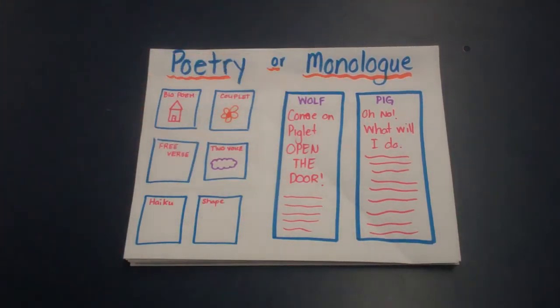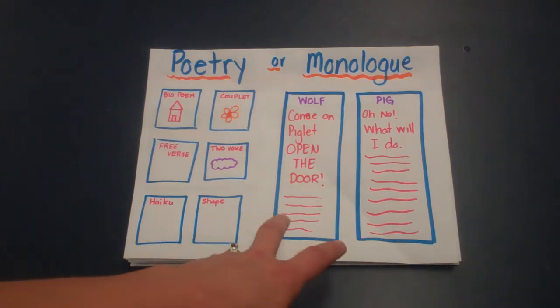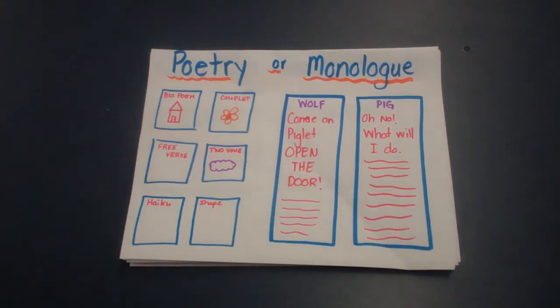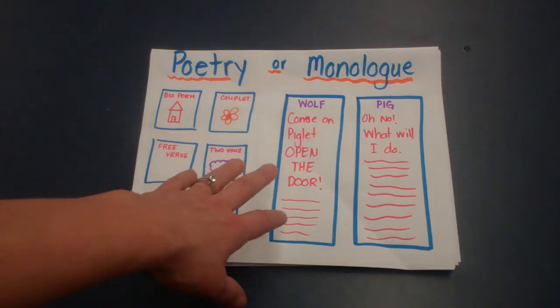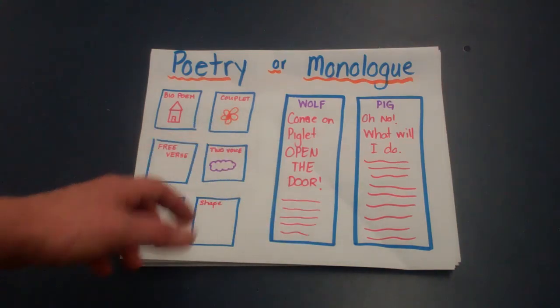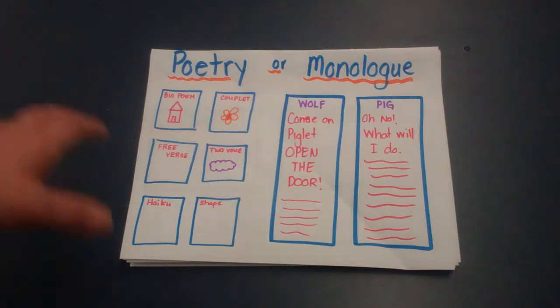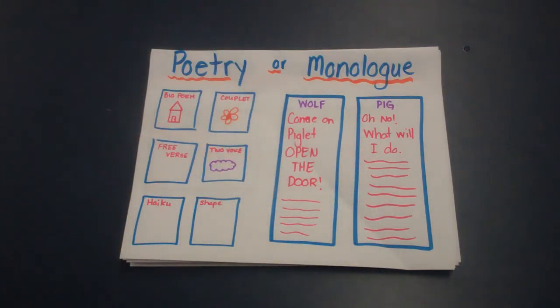For monologue, they're also written in the voice of one of your characters. You need to do 2 monologues, and it should be of a significant event. So, for example, for here, I did the wolf, when he's standing at the door trying to get in, or the pig on the other side of the door, what he's thinking about while the wolf is there.